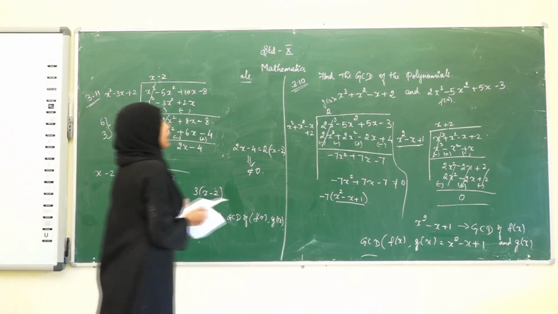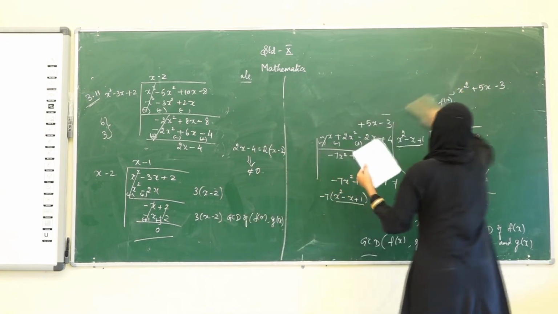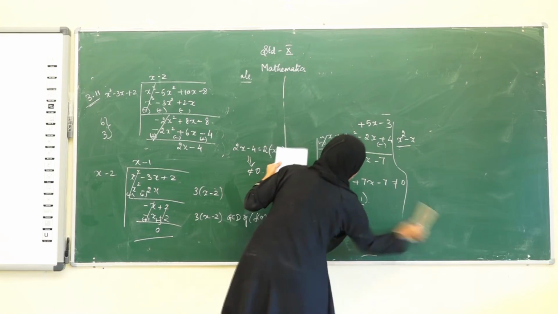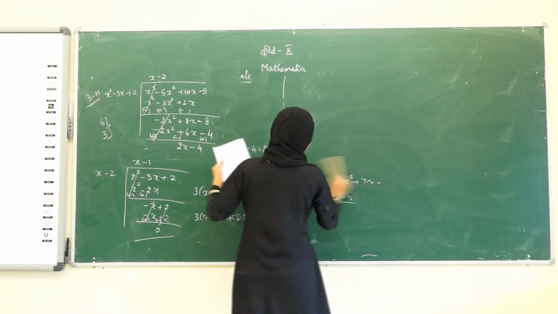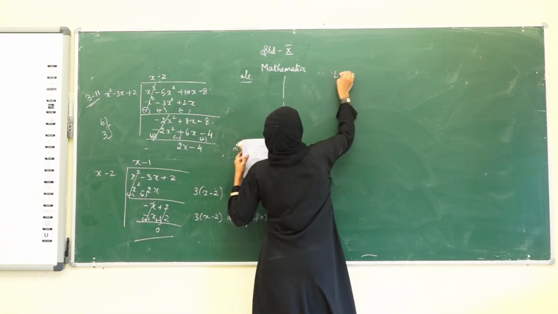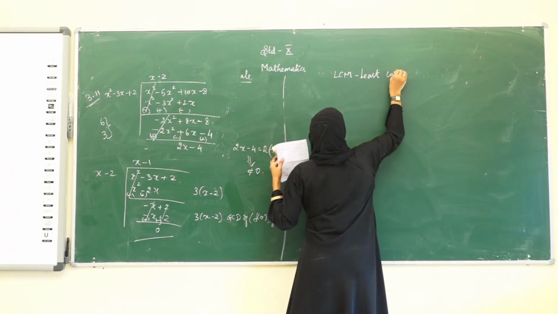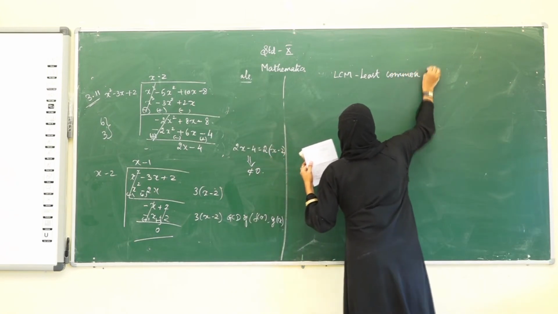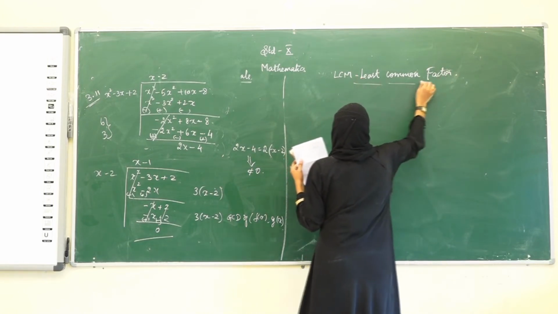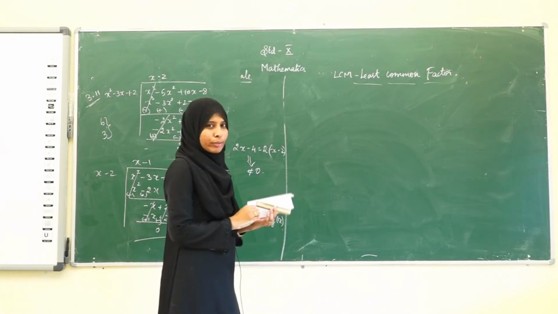Okay, next. So we dealt with the GCD of polynomials. The other part of the topic is GCD and LCM of polynomials. What is LCM? LCM is least common multiple. We already know the least common multiple of integers and all.